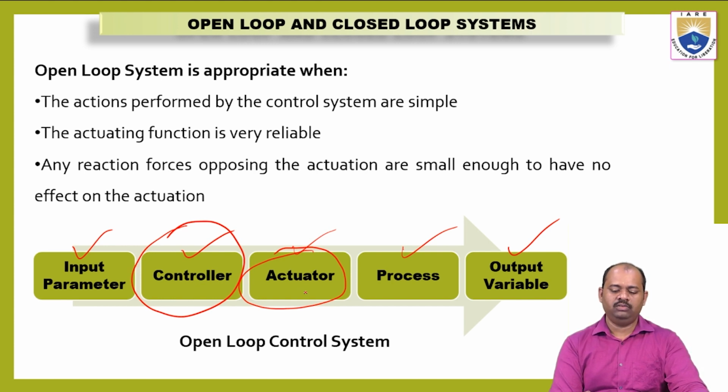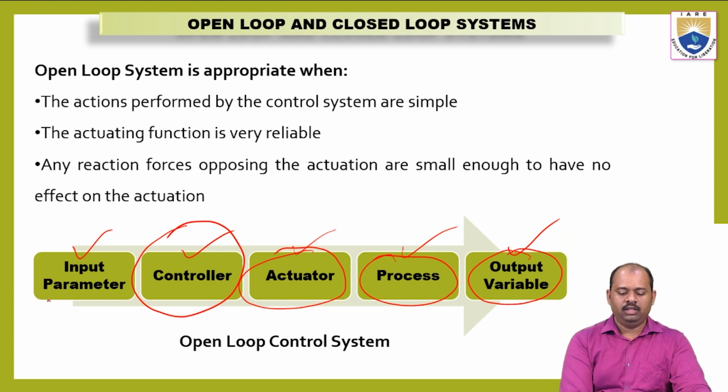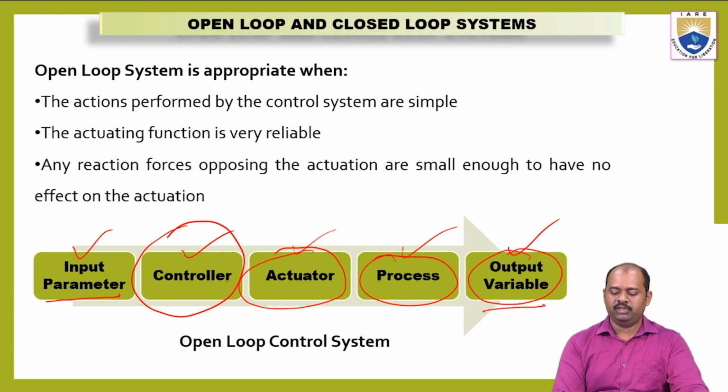What will the actuator do? The actuator will create the rotary or linear motion. Now this actuator will generate some kind of process. With the help of signals from the controller, it can generate some motion. This motion will result in a process. And then after the process has been completed, we will get some outputs. So here, input parameter and output variables are there.